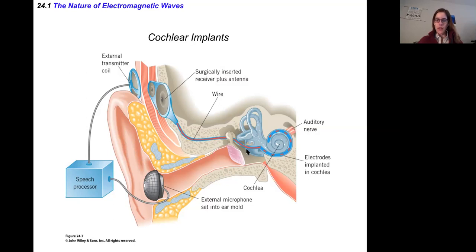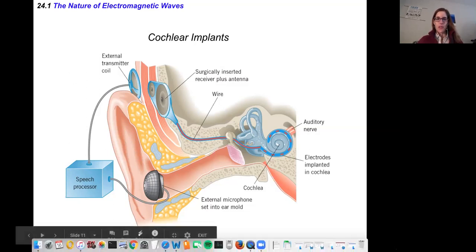So they bypass the hearing system, and this is a way that many people have been able to regain hearing or get hearing for the first time, which is pretty incredible. So, yay, electromagnetic waves.